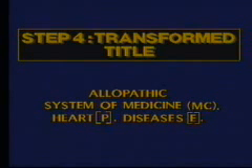Step 4 is transformed title. In this step, all the kernel terms along with their respective symbols are rearranged in a helpful order. This is done according to the facet formula given for each main class. Allopathic system of medicine, main class. Heart, P. Diseases, E.